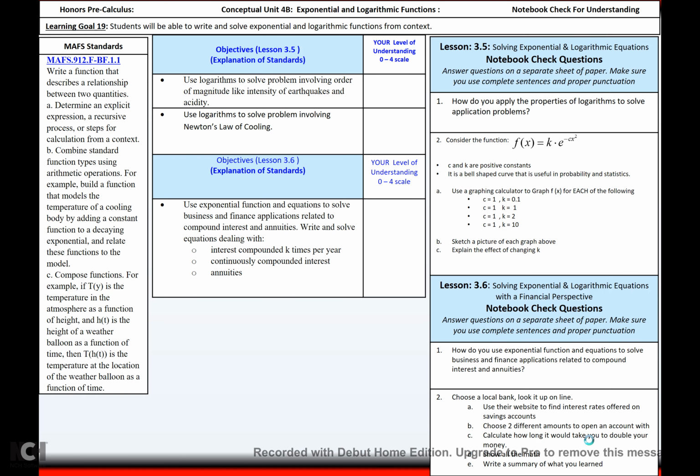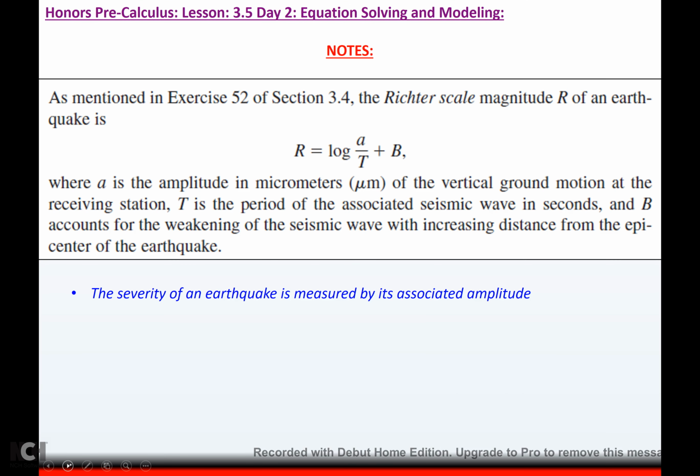Alright, today we are going to talk more about solving exponential and logarithmic functions. As mentioned in exercise 52 of section 3.4, the Richter scale magnitude R of an earthquake is R equals the log base 10 of A over T plus B. A is the amplitude in micrometers of the vertical ground motion at the receiving station. T is the period of the associated seismic wave in seconds, and B accounts for the weakening of the seismic wave with increasing distance from the epicenter of the earthquake.